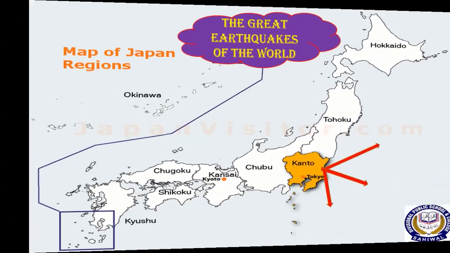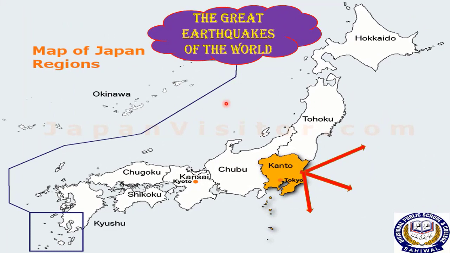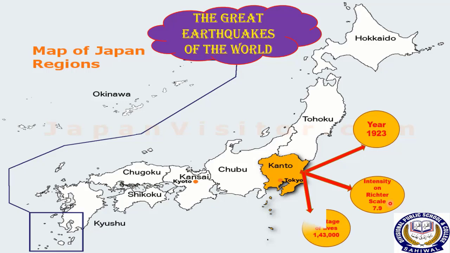Now we are going to discuss its earthquake. An earthquake came in this city in 1923. Intensity on the Richter scale was 7.9. Loss of lives: 1,43,000 people died at that time. A big loss of lives.